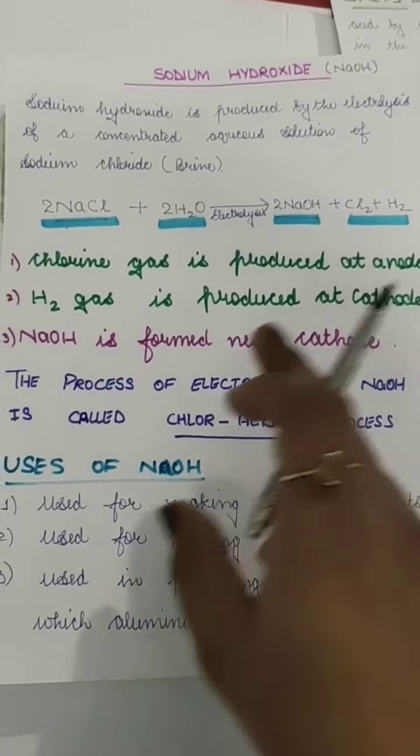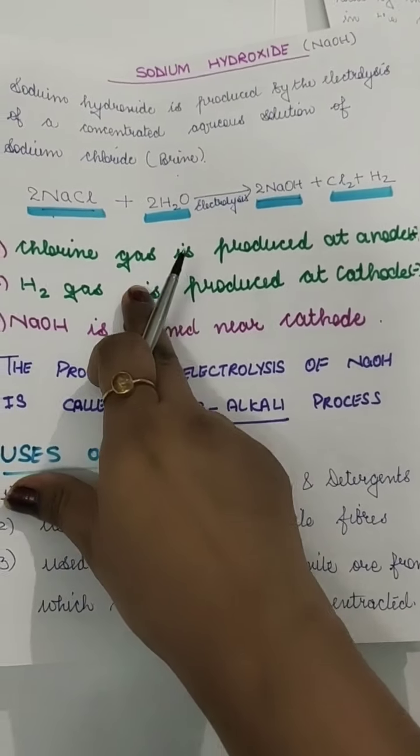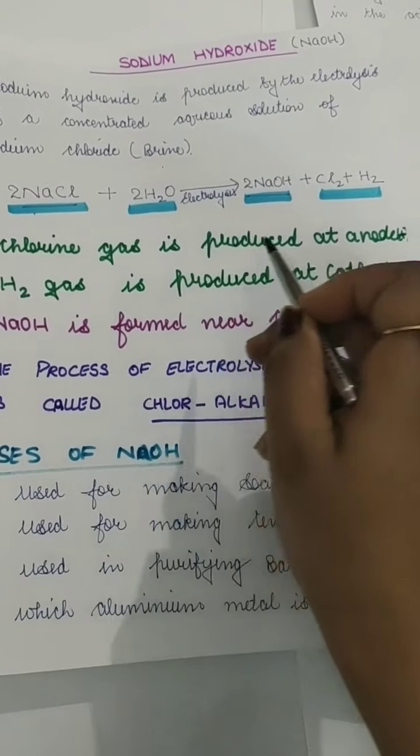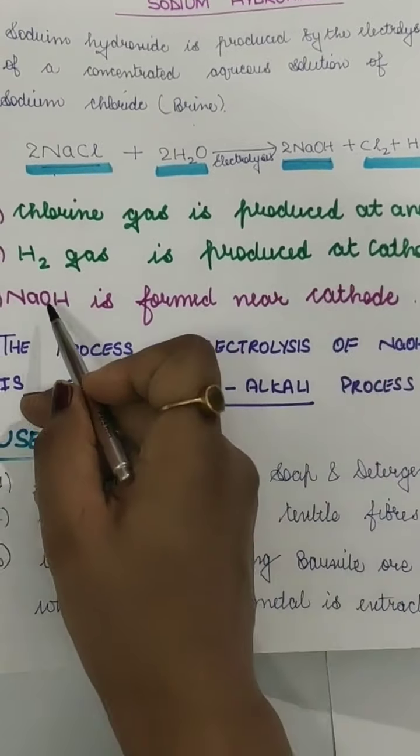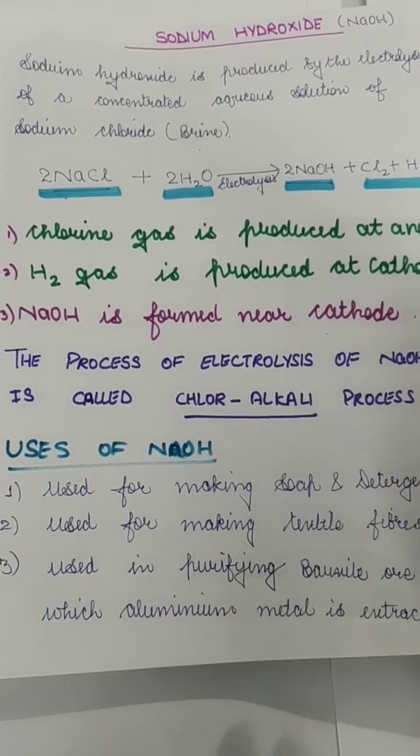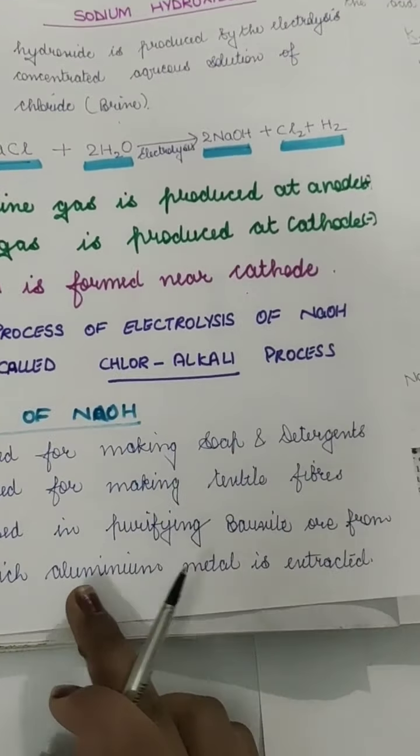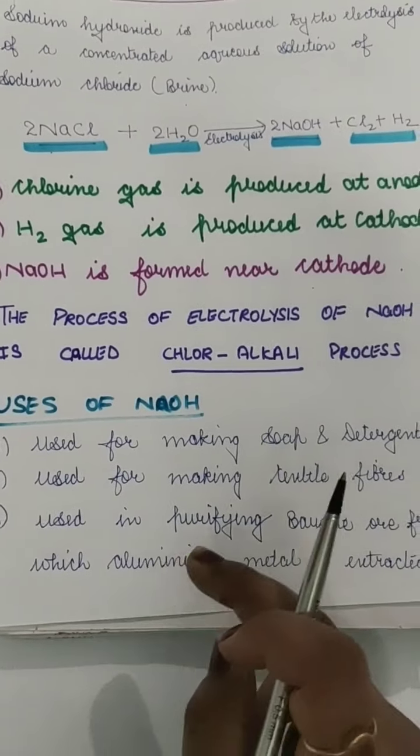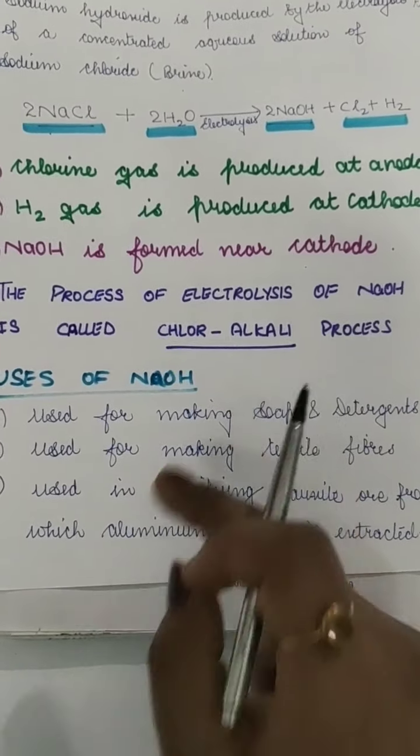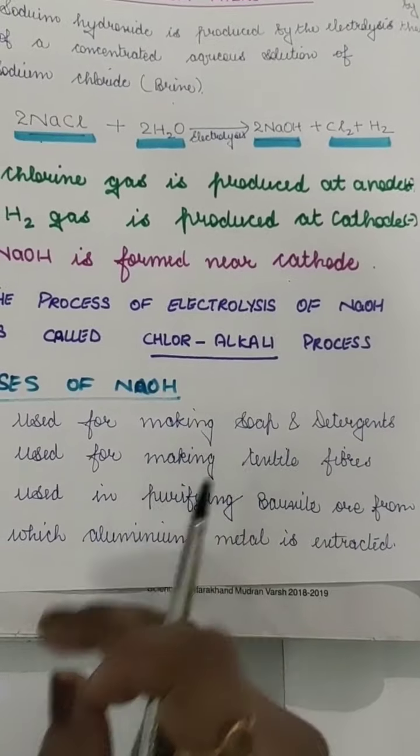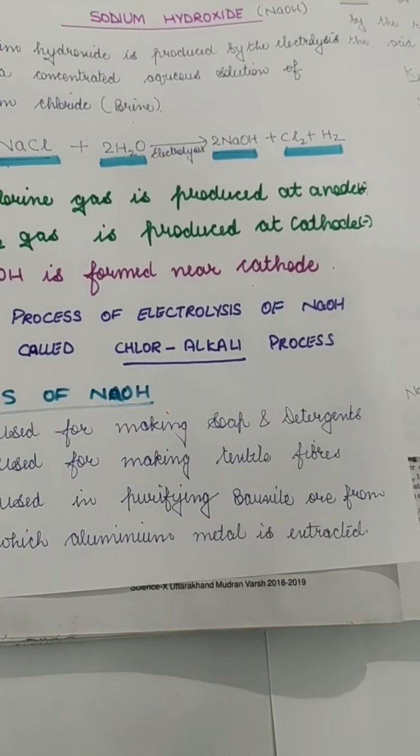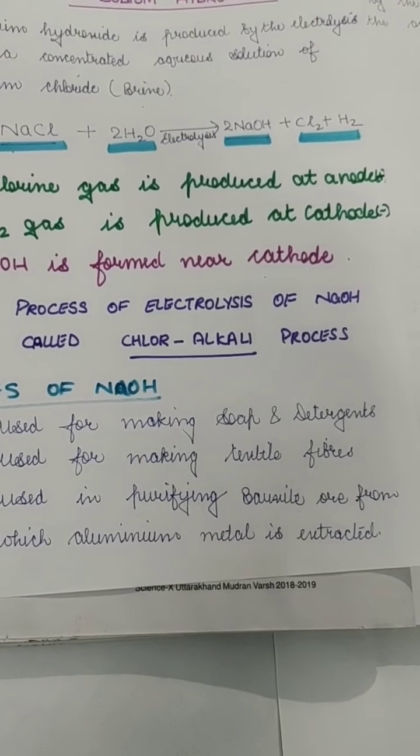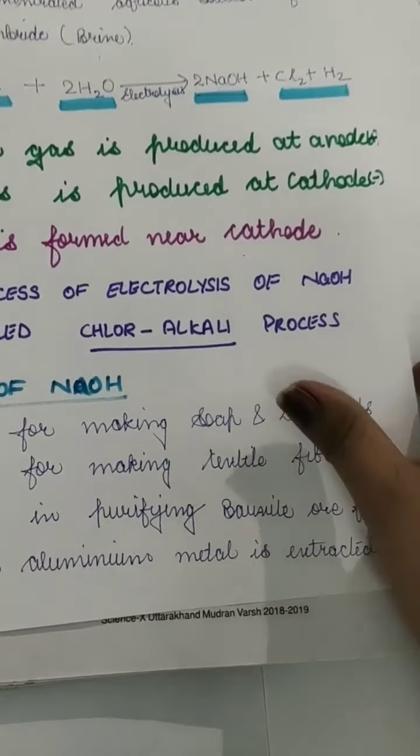These are the very important things: chlorine gas is obtained from the anode and hydrogen gas is produced at the cathode, and NaOH is formed near the cathode, and the process is called the chlor-alkali process. The uses of NaOH are making soaps and detergents, making textile fibers, and purifying bauxite ore to get the aluminium metal from it. Okay, so this was the sodium hydroxide formation.